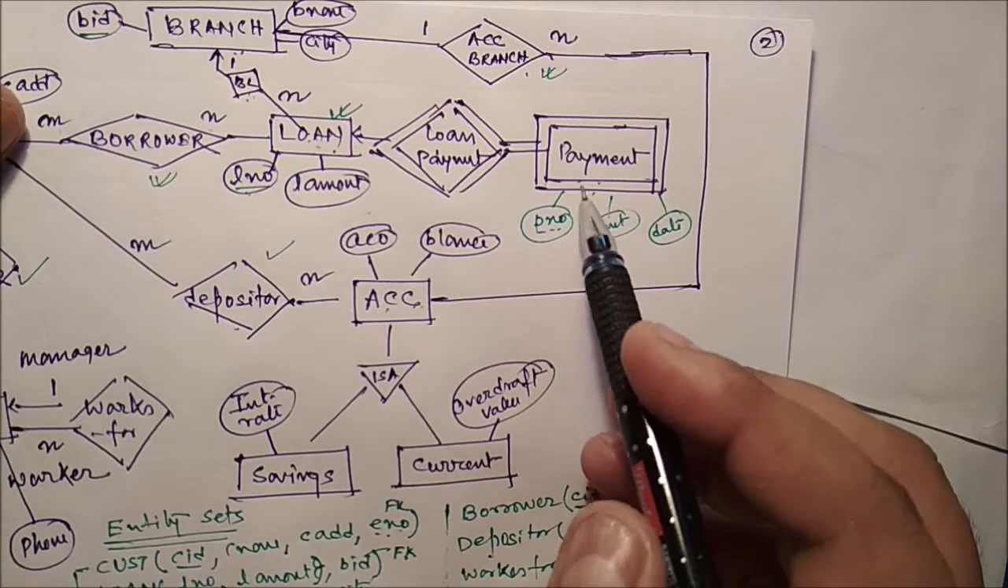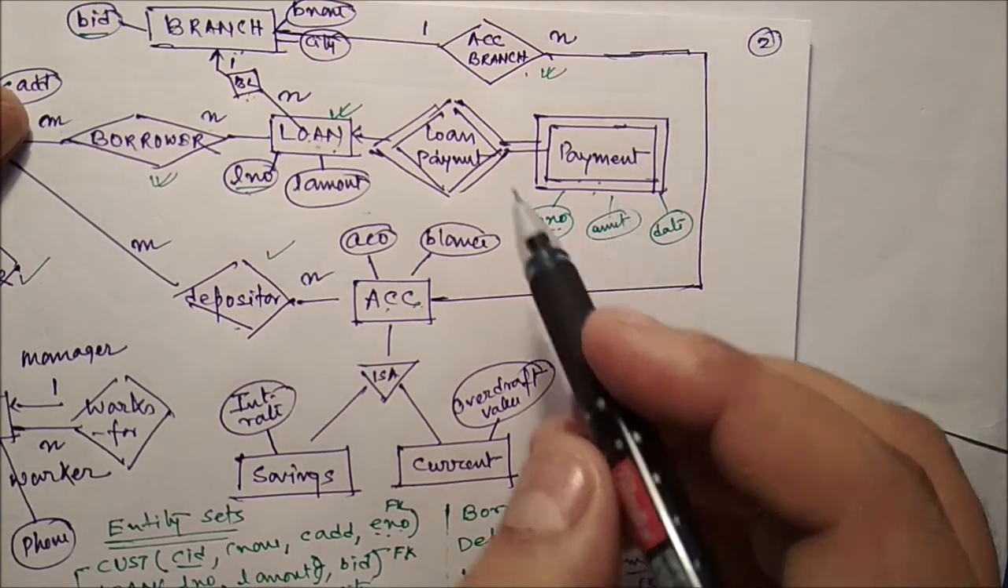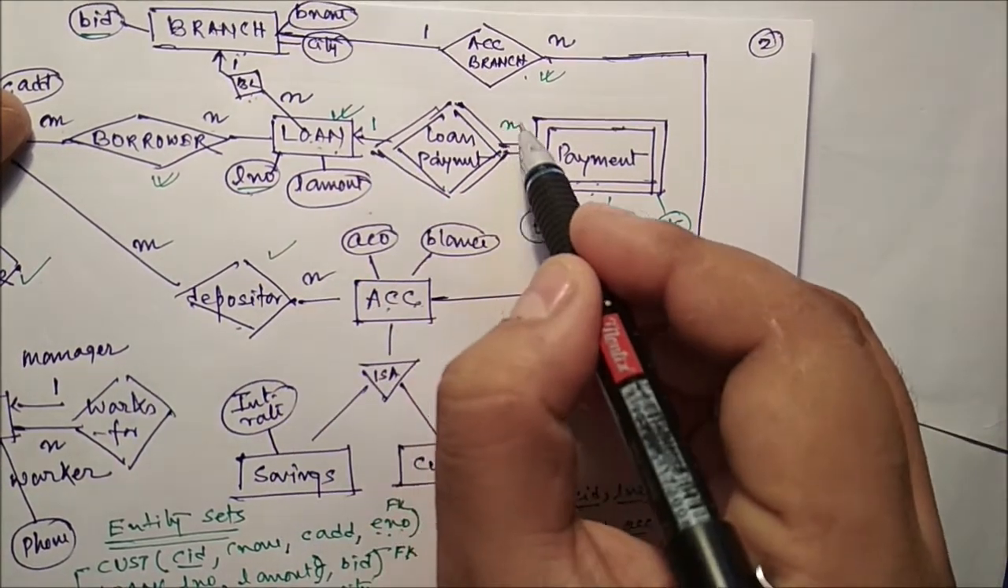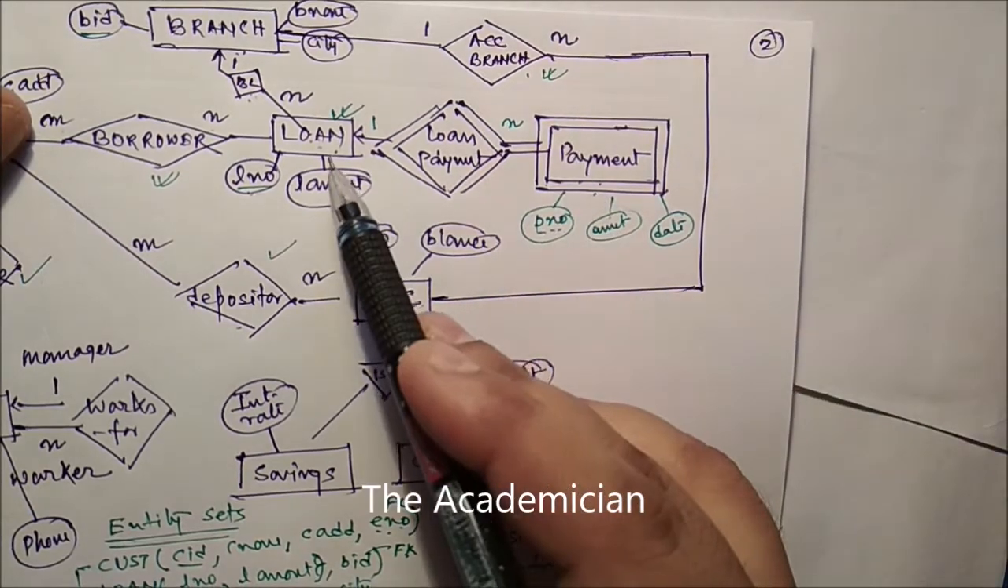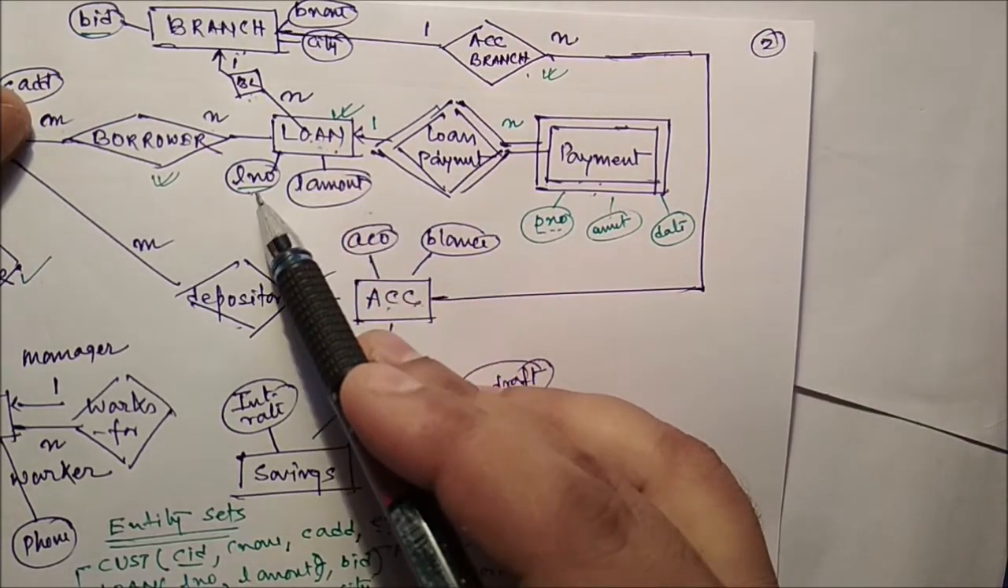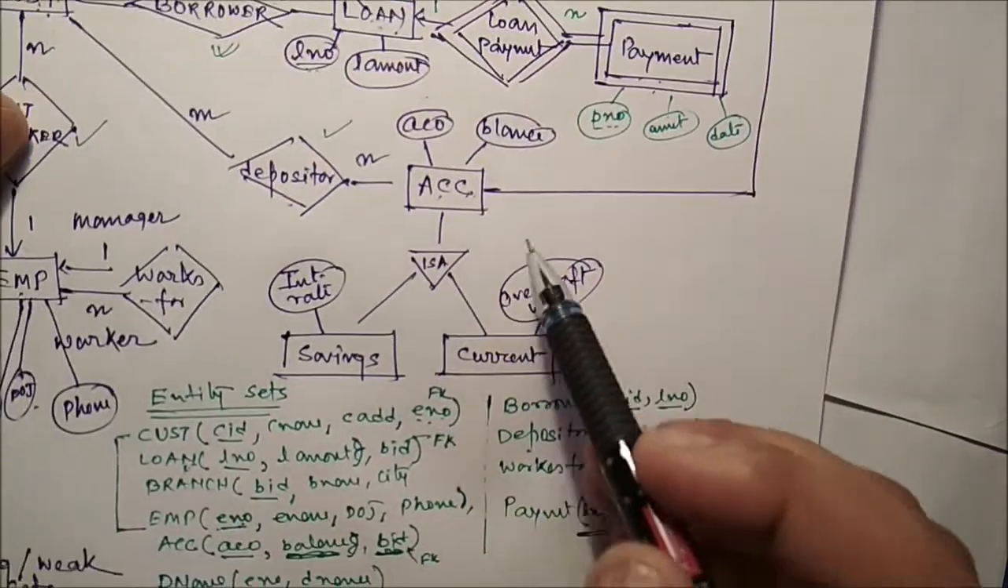Okay, and here it should be 1 to N. So definitely on the N side we have to put the loan number. Loan number. And next the remaining part is what?